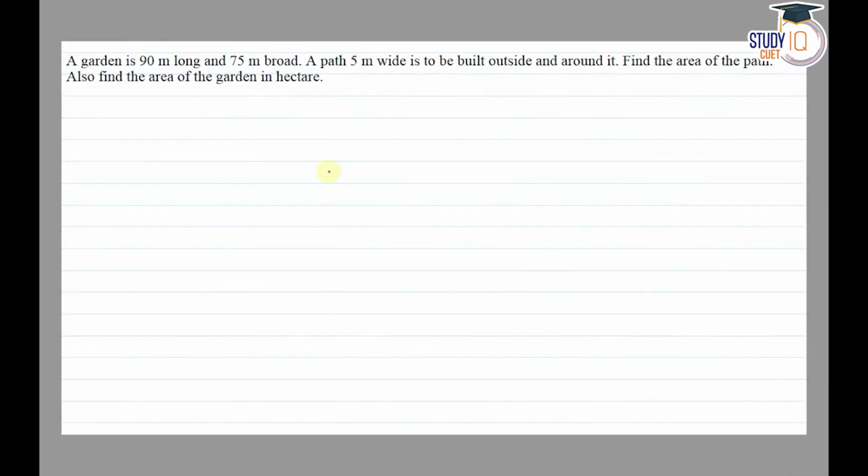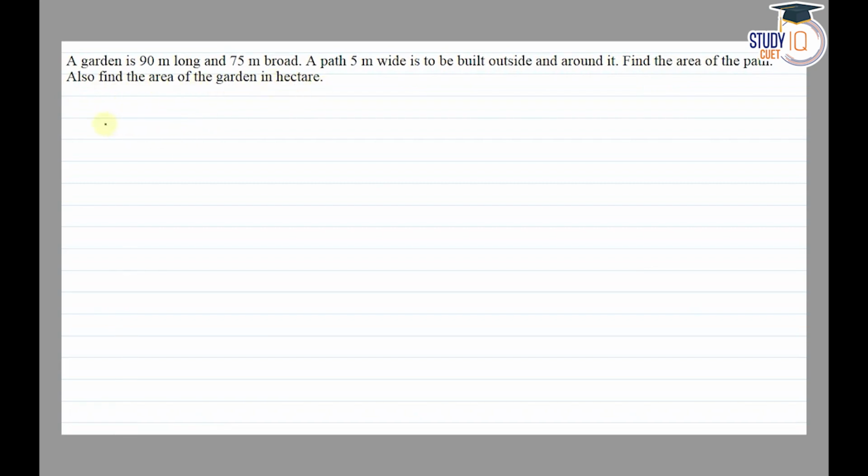Hello everyone, this question appears in the class 7th NCERT chapter of perimeter and area. This is the first question of exercise 11.4. The question says that a garden is 90 meters long and 75 meters broad. A path 5 meters wide is to be built outside and around it. Find the area of the path. Also find the area of the garden in hectare.